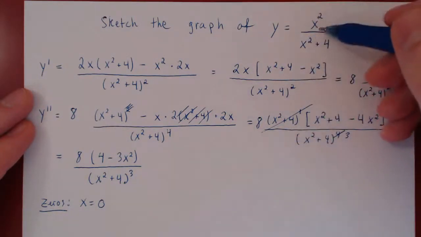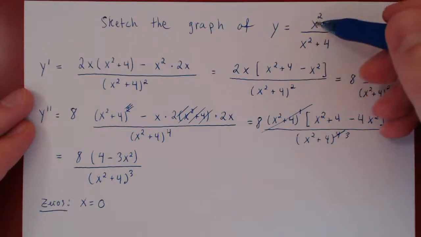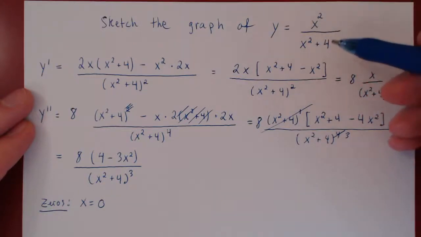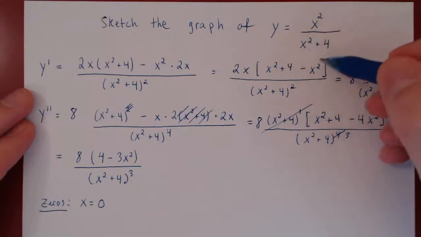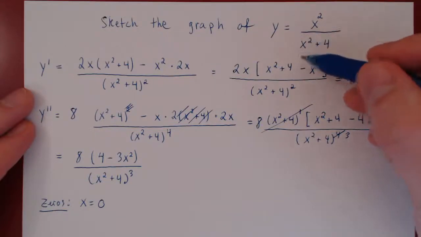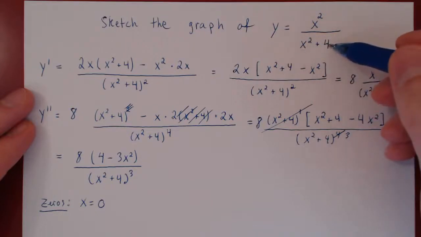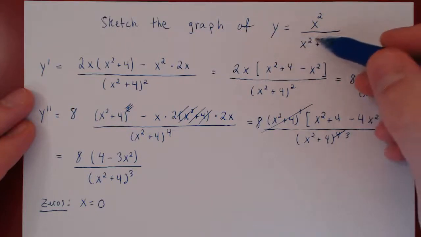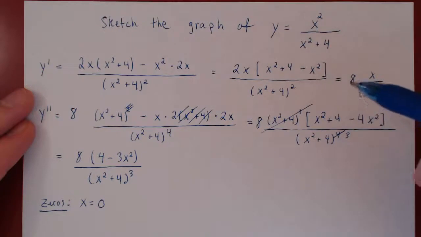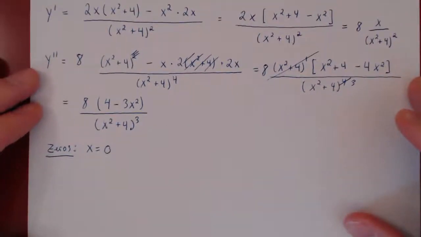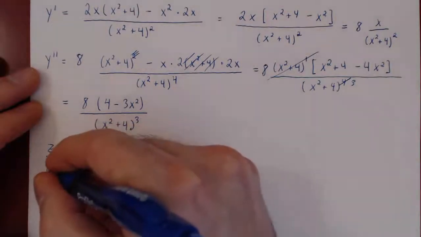Every time you have a rational function, you have to be wary of possible vertical asymptotes, which means a division by 0. But here we have x squared plus 4. This is always greater than or equal to 4, and so we will never have a division by 0, so this function has no vertical asymptotes. So we jump to our critical points and possible inflection points.